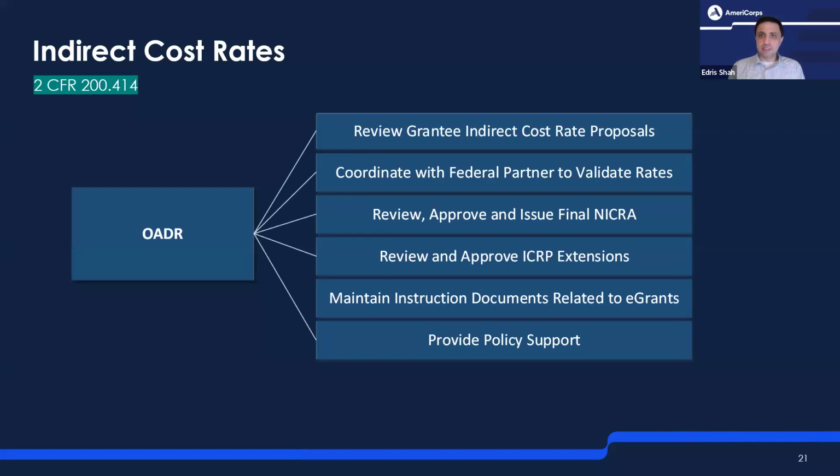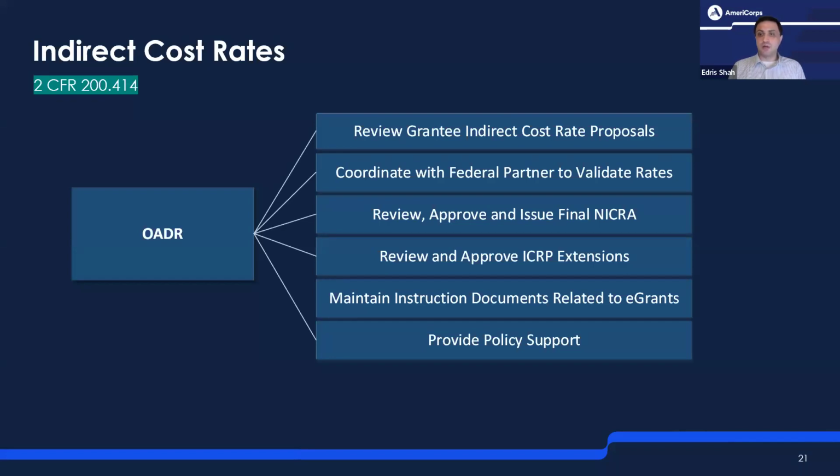What does that mean? It means if your organization wants to negotiate its indirect cost rate, in other words, have a federally negotiated rate, you will enter into an agreement with AmeriCorps or start the negotiation process, and we are the entity to do the negotiation, not just on behalf of the agency in this case, but on behalf of the entire federal government. So we review the grantee indirect cost rate proposal package. We do work with a partnering federal agency who help us in the final validation of the rate, but we issue the final NICRA, or the negotiated indirect cost rate agreement.